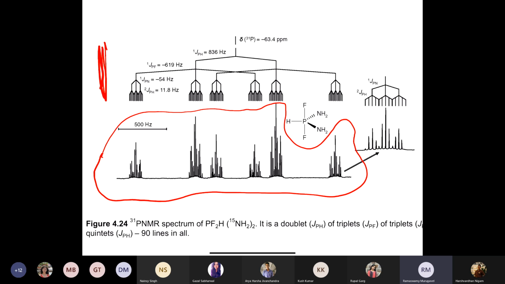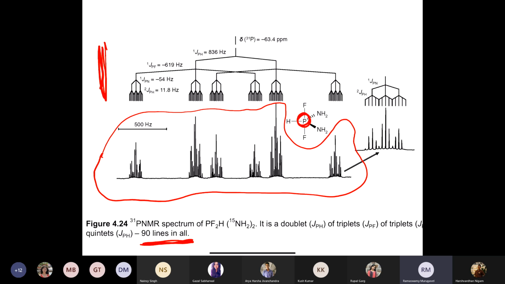I'm recording a phosphorus spectrum because phosphorus is central in this. I can also do a proton spectrum. That can be an assignment, a homework, or even an exam question: do a fluorine spectrum or a proton spectrum of this compound. But for the time being, we will take phosphorus. So there are 90 lines in all. Actually, there are totally 90 lines in all.